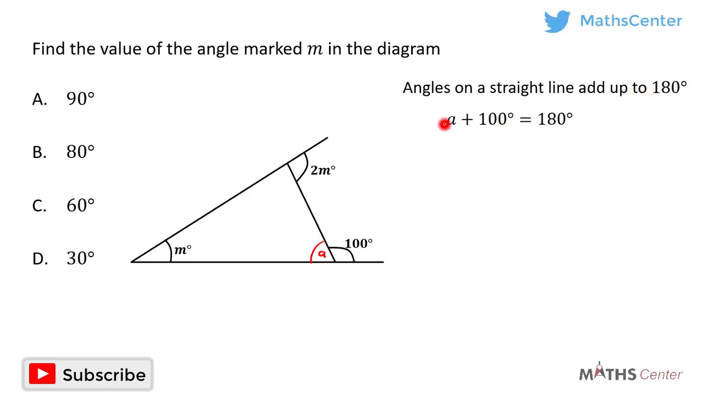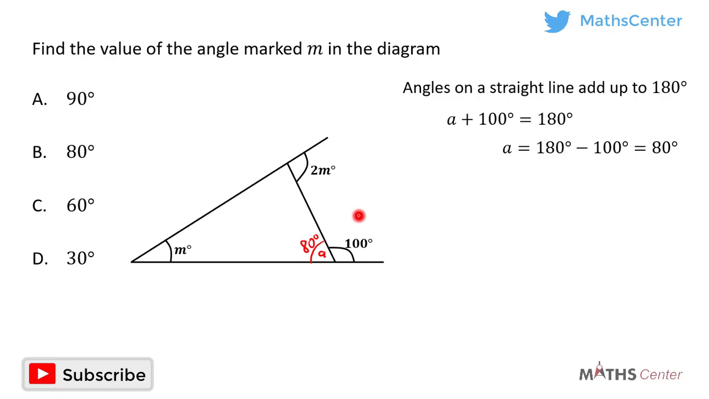So it means that A plus 100 degrees is equal to 180 degrees. And this will give us A is equal to 180 degrees minus 100 degrees, which is 80 degrees. So the value of A is 80 degrees.